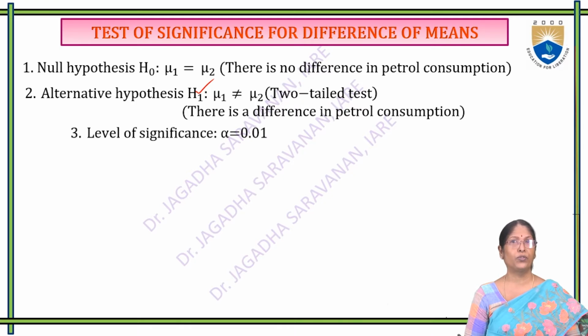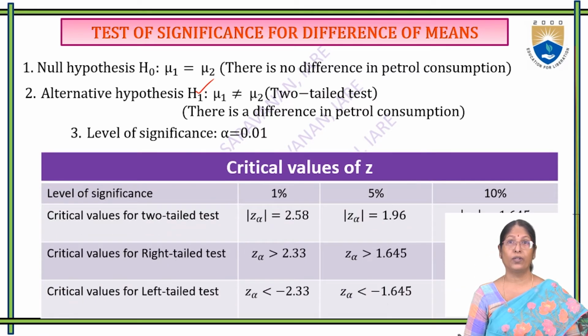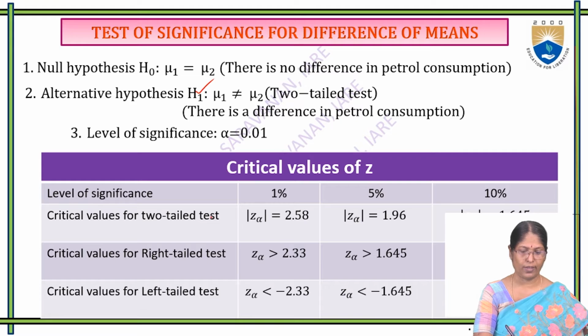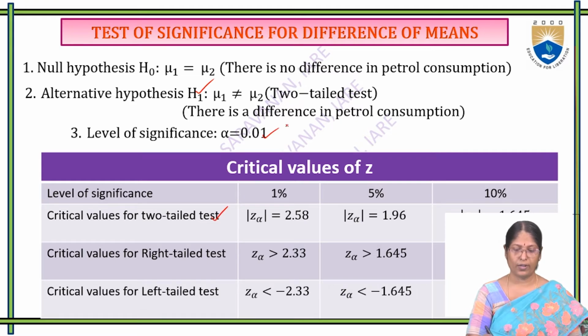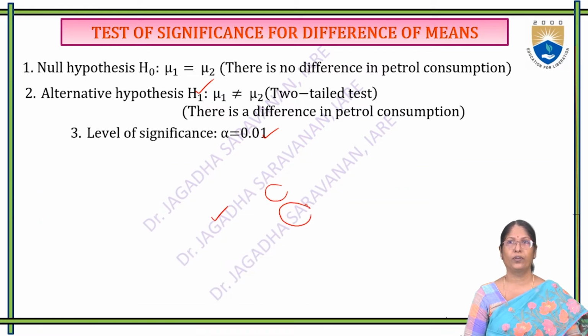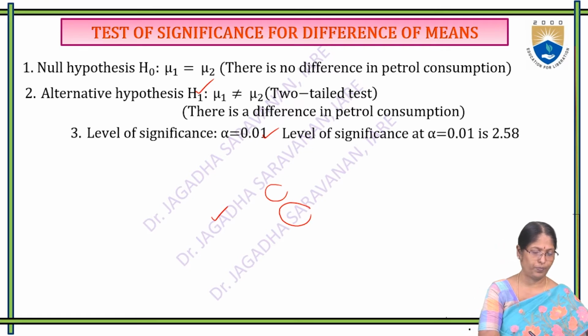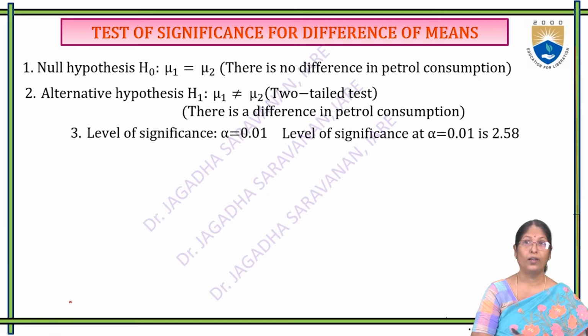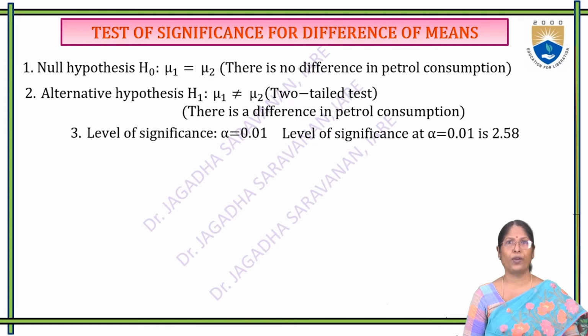Alpha equal to 0.01 specifically, which is given in the question. So here it is a two-tailed test. 0.01 is given. Here it is, our 1%, 0.01. So this is the tabulated value, which is written here, 2.58.